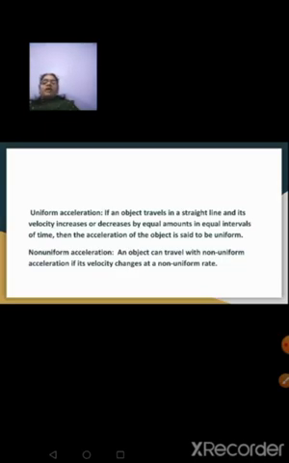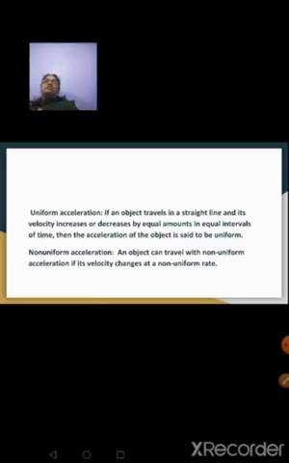An object can travel with non-uniform acceleration if its velocity changes at a non-uniform rate. First velocity is increasing, then decreasing again. No, it's not like that. In equal amounts, it should increase or decrease. First, if it is increasing by 2 meter per second, and then suddenly again it is increasing by 5 meter per second.